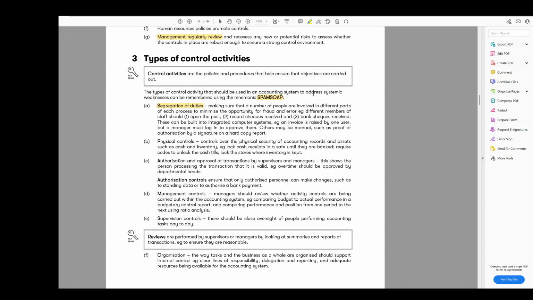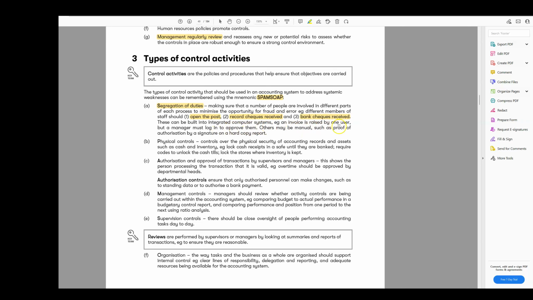So basically, you're putting a barrier, or you split one piece of work between two people, so that there is a better way you can check it. For example, if someone opens the post, records the check received and banks the check received, if it is done by one person, there is no segregation of duties. So this can be built into the integrated computer system.